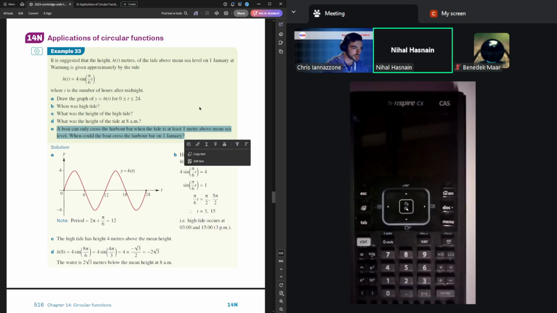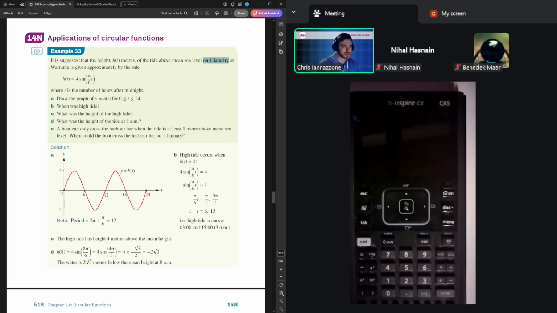This will be the hardest question of the lot. We're told that a boat can only cross the harbour when the tide is at least 1 metre above mean sea level. When could the boat cross the harbour? They're given a date here, that was part of this background here, so that's a little bit irrelevant. If we know the boat can only cross when it's at least 1 metre above sea level, we basically have this horizontal line at y equals 1, and anything above that is valid, we can cross at that time. Anything below that is invalid, we cannot cross at that time.